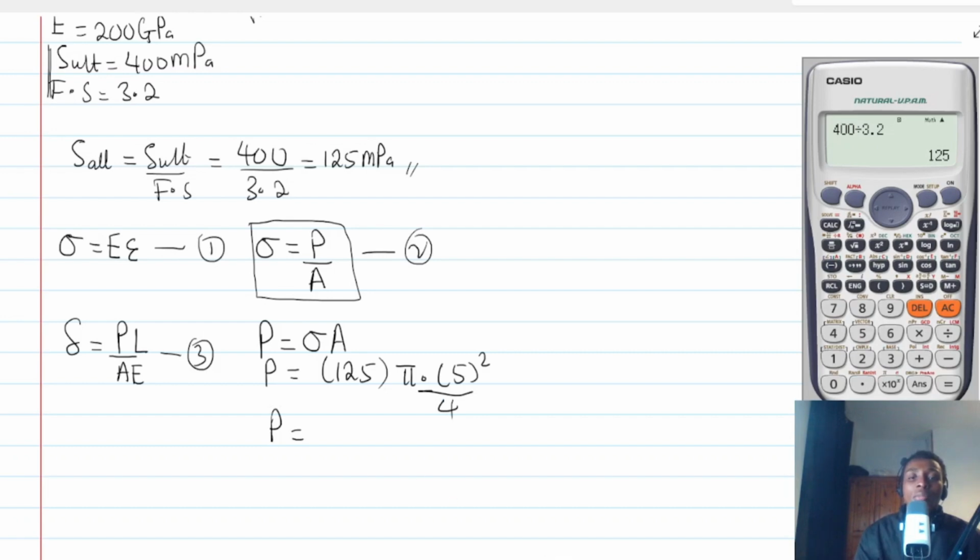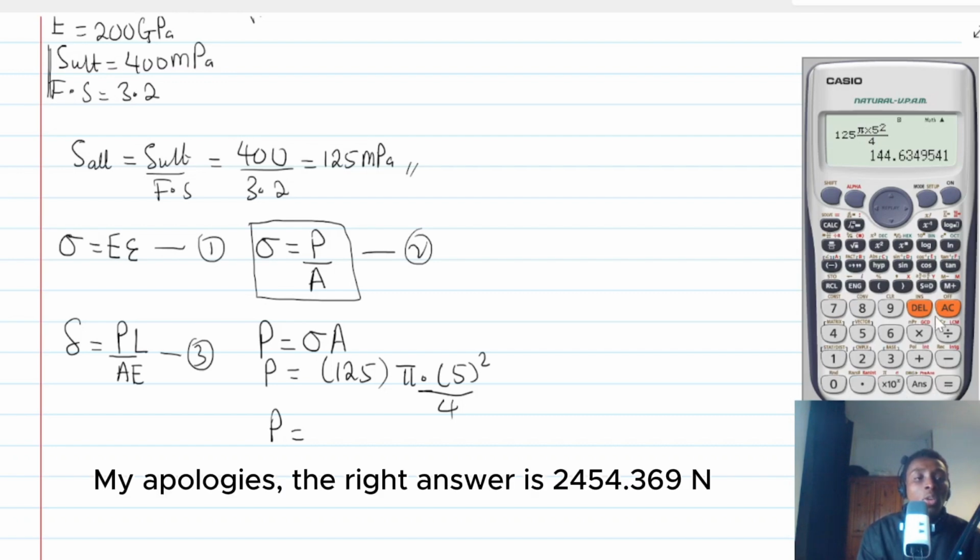All right, and what do you get from this? If we pick our calculators, we are going to get 125 multiplied by pi multiplied by 5 squared over 4. Okay, so it's going to be 144.63.